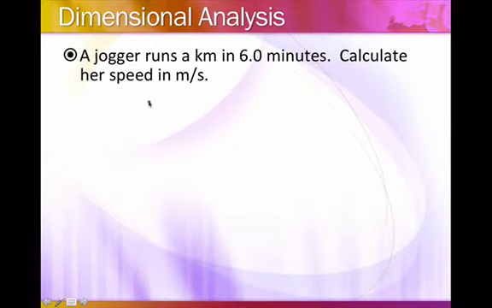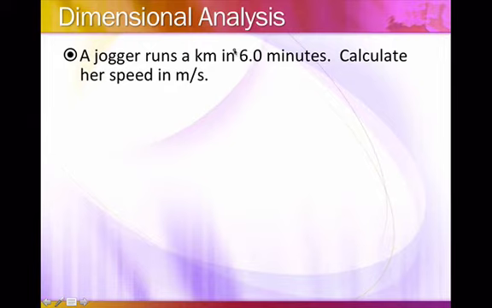Next question. A jogger runs a kilometer in 6 minutes. Calculate her speed in meters per second. So this can be a little bit confusing because all I'm seeing is 6 minutes, but they need me to go to meters per second.